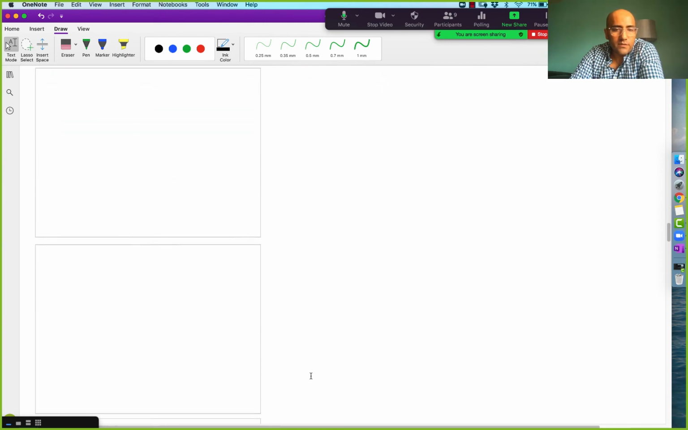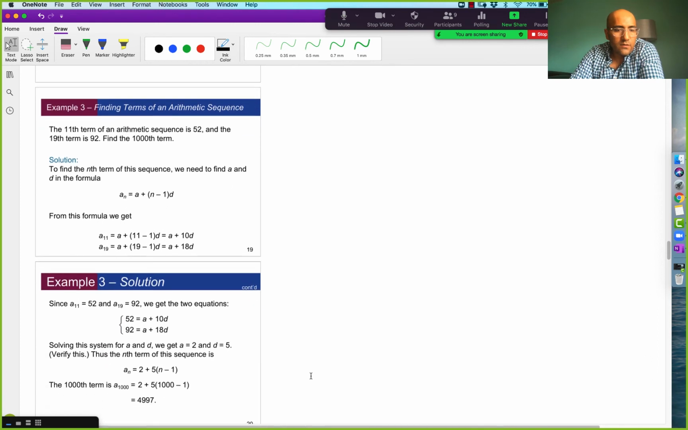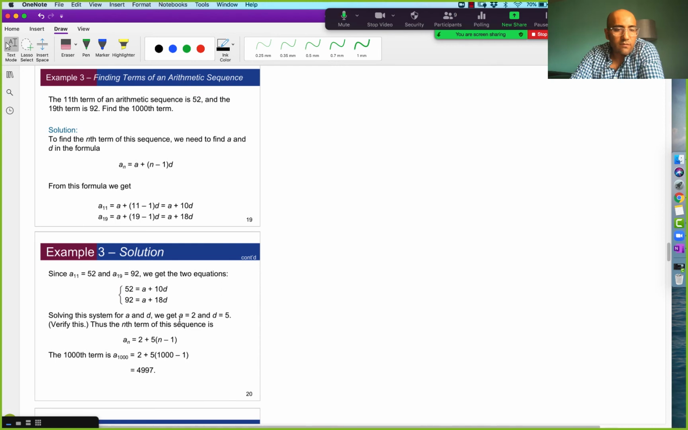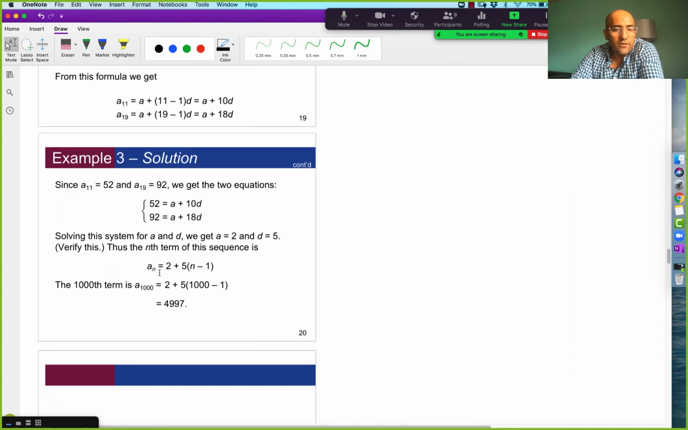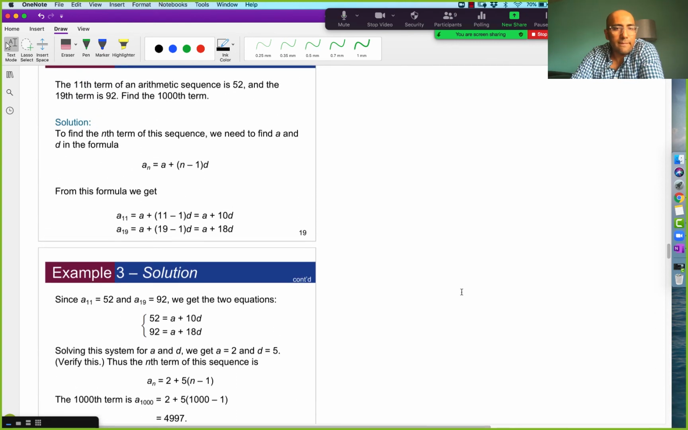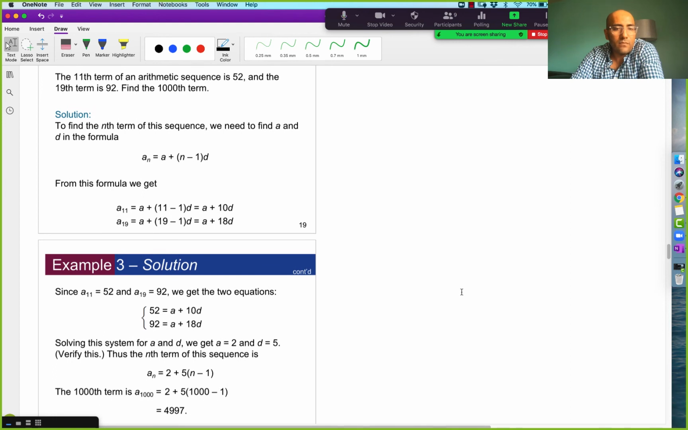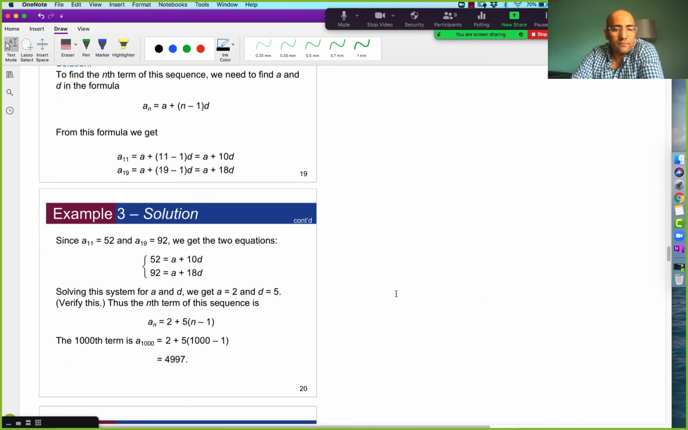Okay, let's see what the author did. Same thing, they set up a system of equations: 52 equals a plus 10d, 92 equals a plus 18d. They solved it, so you get a equals 2, d equals 5. So you get the same closed formula, and plugging in 1,000 leads you to that, and that's how we get our answer. Any questions at all?